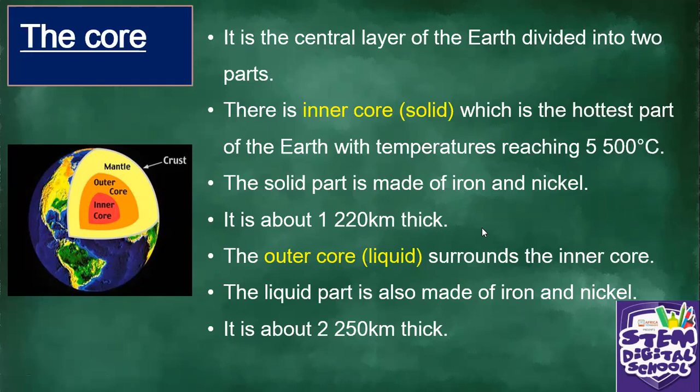And then the outer core, it is made up of liquid. So you have to remember the difference between inner core and outer core. Inner core, solid, outer core, liquid. This outer core, it surrounds the inner core. The liquid part is also made of iron and nickel. It is about 2,250 kilometers thick. So that is the core.